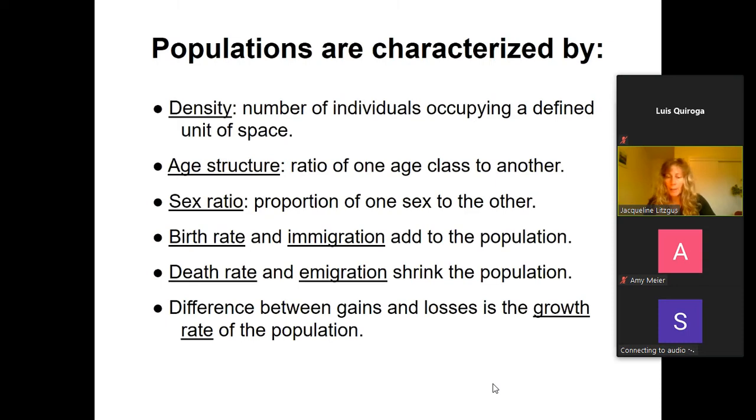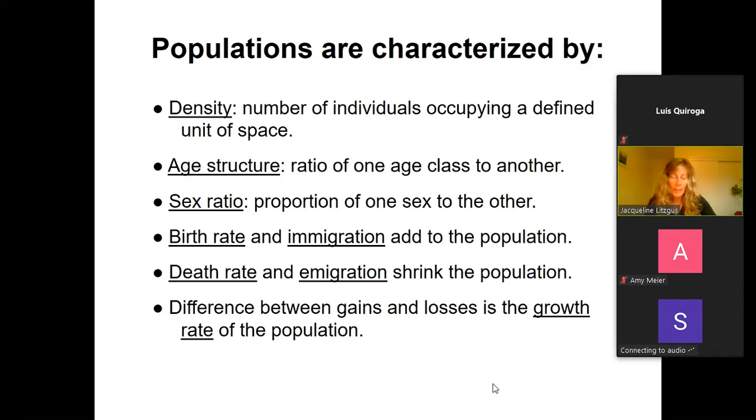So one is density. And so density is the number of animals occupying a defined unit of space. So this is the number of animals per area. So 50 spotted turtles per hectare or something like that, right? So you have a number of individuals in abundance that's divided by the unit of space that you're talking about.